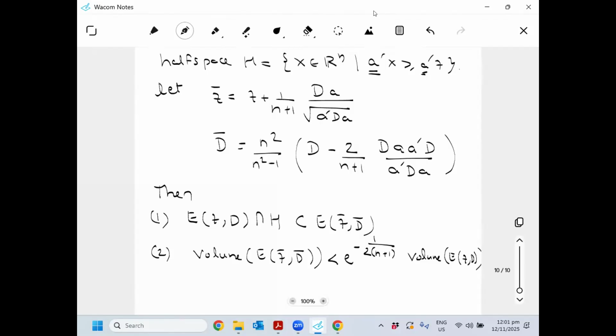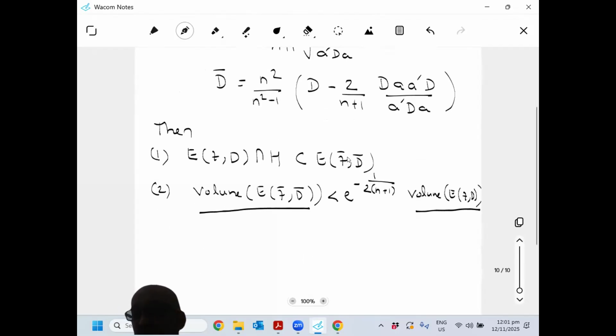This volume, so there's the original volume, it is decreasing. Remember, this number is an exponential of a negative number, so it will be less than 1. So it is shrinking the volume. And it turns out this shrinking is fast enough for a polynomial time algorithm, which is what gives you the ellipsoid method.